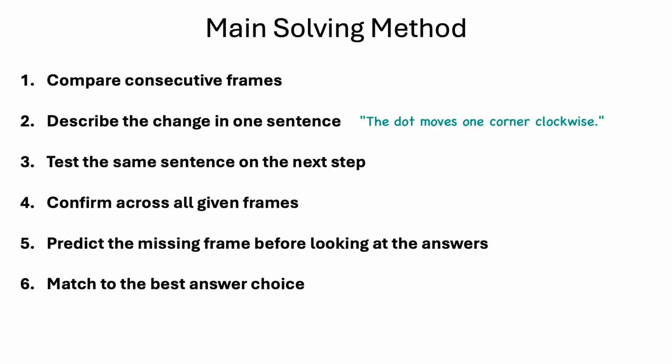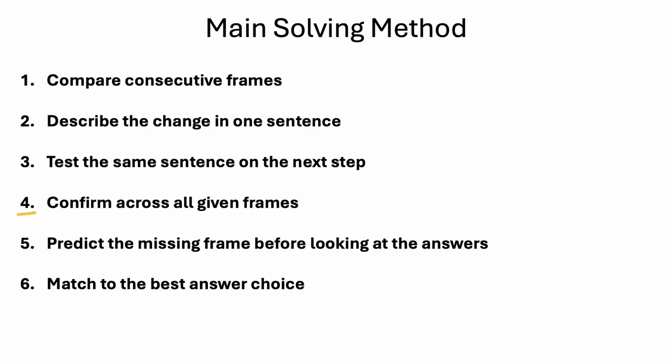Then we have 3, test the same sentence on the next step. So in our example, the dot moves 1 corner clockwise. Let's say we identified that as something that applies from 1 to 2. Now we want to take that same sentence and apply it from 2 to 3. If it holds, it's very likely that you found a real rule. But if it breaks, then you should refine the sentence or consider that there may be a second rule. So you'd return back to step number 2 and continue again from there.